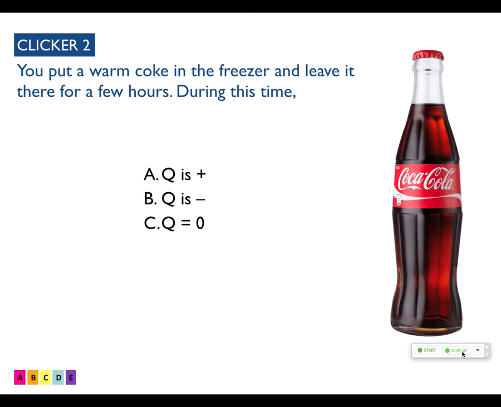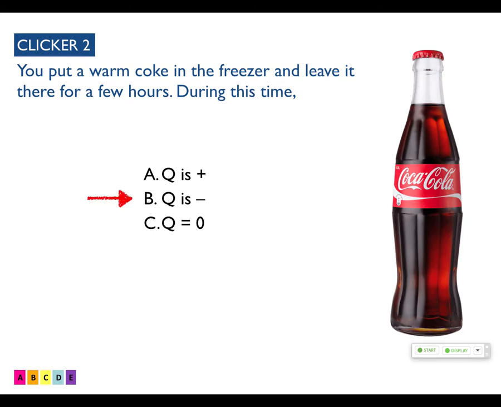Okay? So if you put a warm Coke in the freezer, which way does the heat go? Out. So your system is the Coke. What's your environment? Freezer, fridge, yeah. So if your heat is going from inside the Coke, inside the system, to outside of the system, into the environment, then your Q should be negative. Okay? Heat is leaving the system.